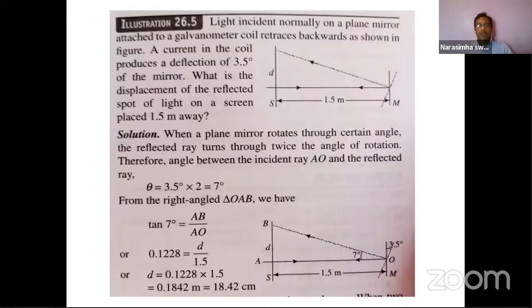Now we will see this problem. A light incident normally on a plane mirror, here is the mirror, attached to a galvanometer coil, retraces backwards as shown in the figure.